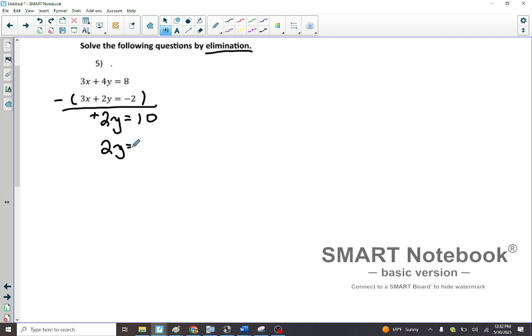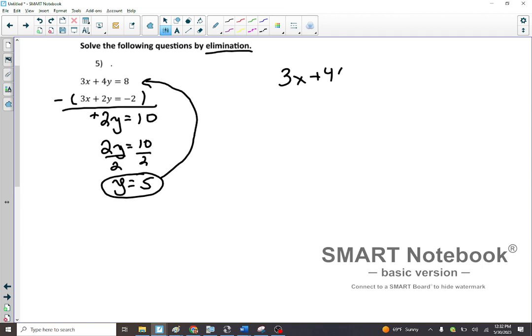So 2y equals 10, divided by 2 on both sides. y equals 5. Where do you get 10 from? 8 minus negative 2. Now we're going to take this y and plug it into one of the original ones. Doesn't matter which one you plug it into. I'll plug it into the top one. But if you plug it into the bottom one, it's the same thing.